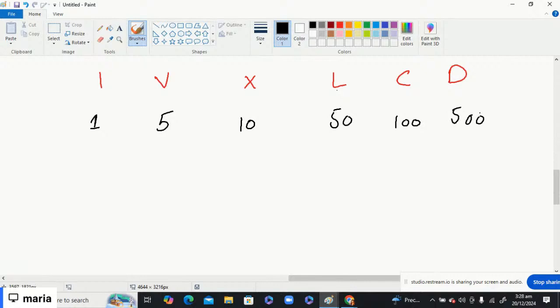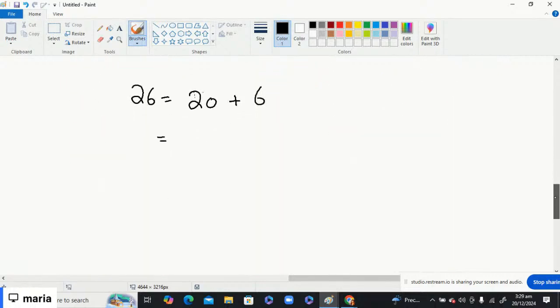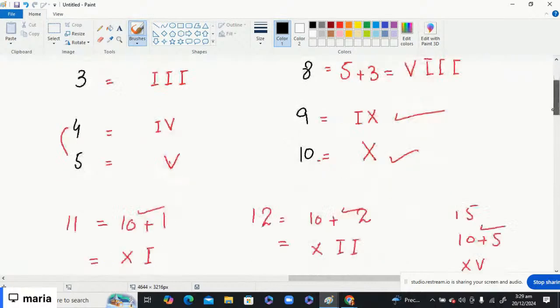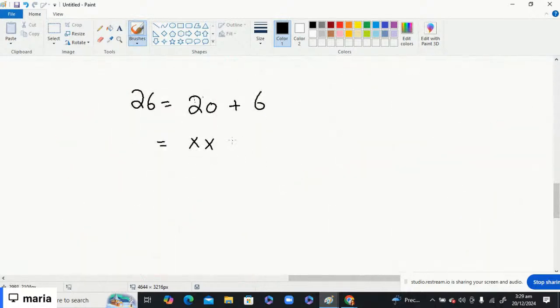This is very easy. For example, 1 to 20 is given. If I'm going to write down 26, can you tell me, 26 is 20 plus 6. What is 20? 20 is your double X. Put it down here, X and X. 6 is, look at the first, V and I. So putting down V, I, this is your 26.